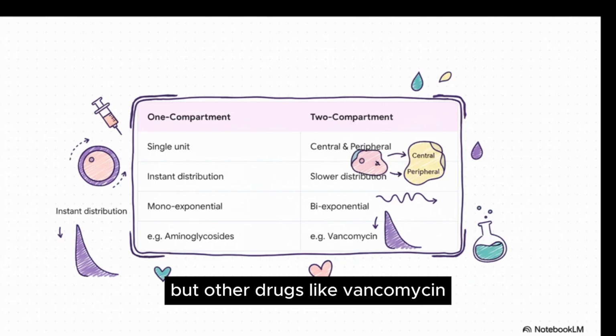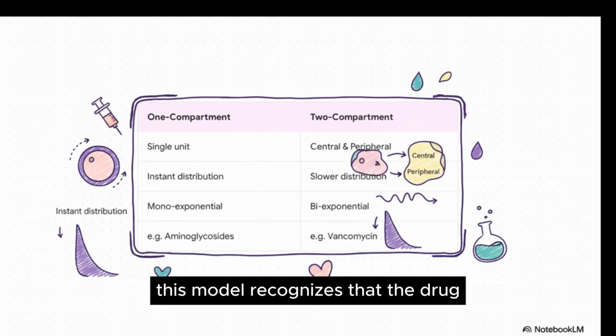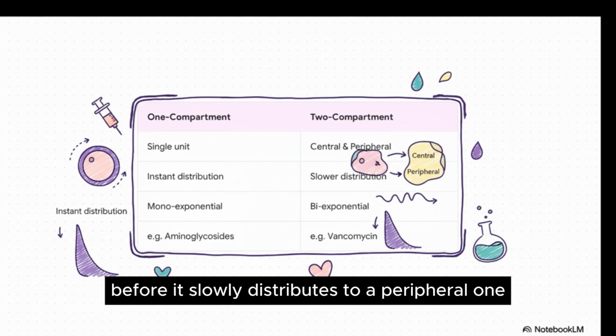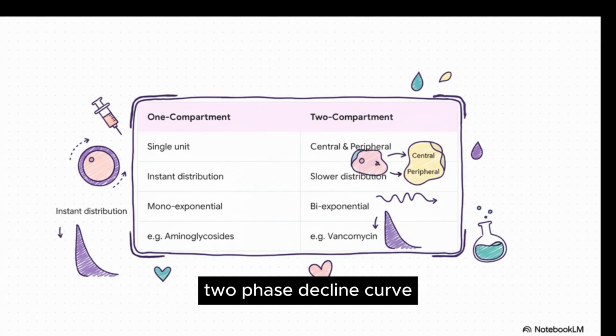But other drugs, like vancomycin, are better described by a two-compartment model. This model recognizes that the drug first fills up a central compartment, the blood and organs with great blood flow, before it slowly distributes to a peripheral one, like fat and muscle. And that creates a more complex two-phase decline curve.